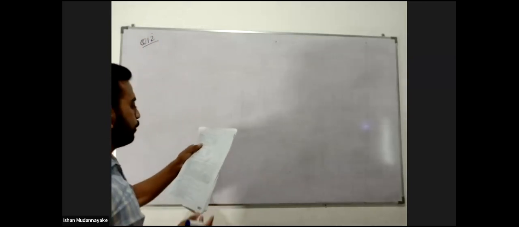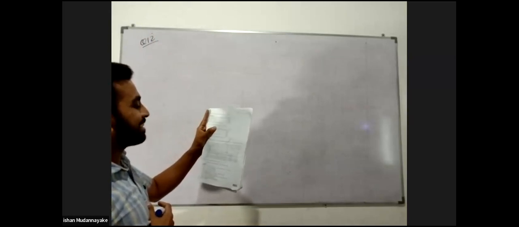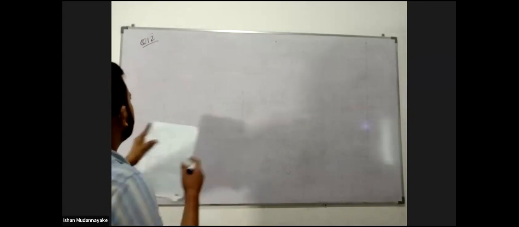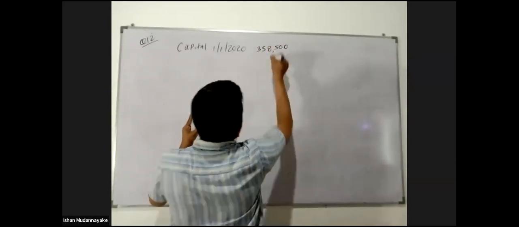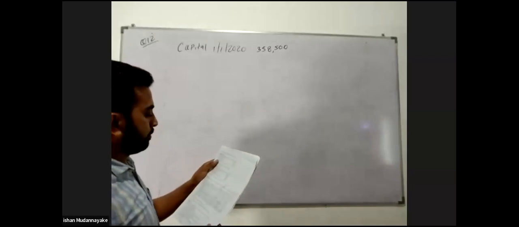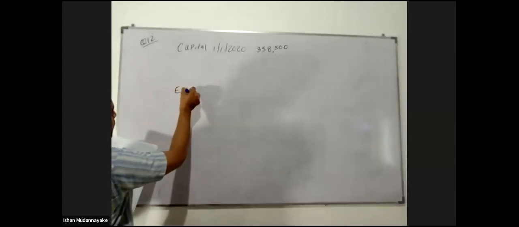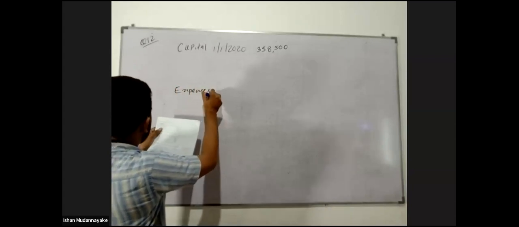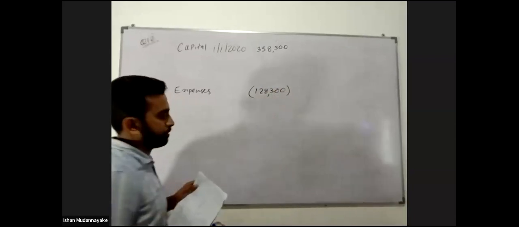Question number 12, page number 17. Following are some details of Anya Enterprises for the year 2020. Calculate the closing equity balance as of 31st December 2020. Write down quickly. Capital on 1st January 2020, 358,000. Then expenses for the year, 128,300. You need to deduct expenses.